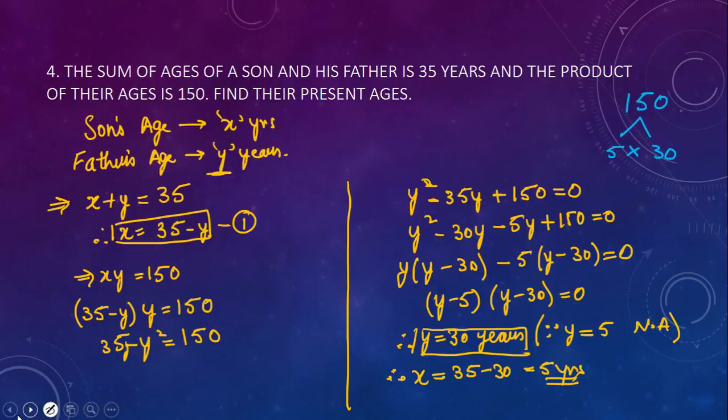So my final answer, the final thing which you have to write in the exam as conclusion, is the son's age is 5 years. The father's age is 30 years. I hope that's absolutely clear. This is what you have to do in this word problem on quadratic equations. So let's move forth.